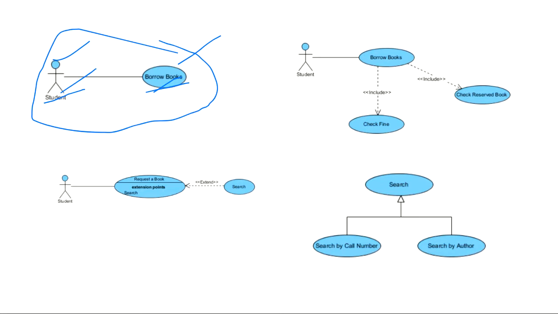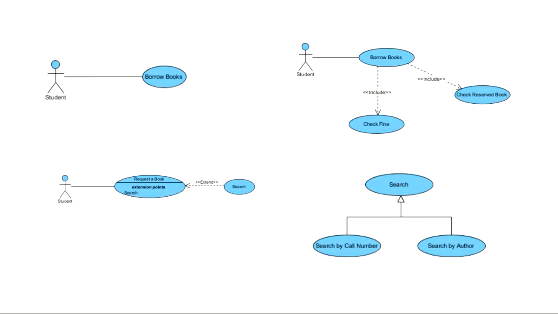This is include. It means if this actor student is associated with borrow books, or a student is initiating this process of borrow books, automatically in the backend this check fine will be included, and automatically this check reserved book will be included. Means you need not show that student is also associating with check fine, and also with the check reserve book use case. You need not show these 2 lines or associations. Automatically when borrow books is called, it will include the check fine and check reserve list.